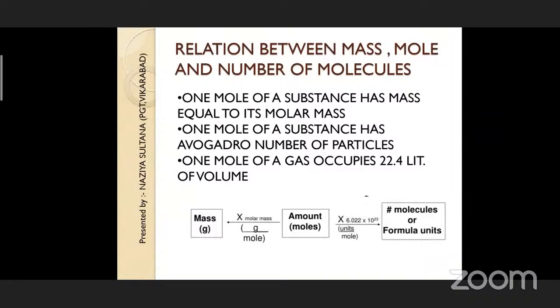Here the simple version only, again it is given. Relation between mass, mole and number of molecules. 1 mole of a substance has mass equal to its molar mass. That already we have discussed. 1 mole means its weight is equal to the molecular mass. And 1 mole of a substance has Avogadro number of particles. What is the Avogadro number? 6.022 into 10 to the power of 23 particles.